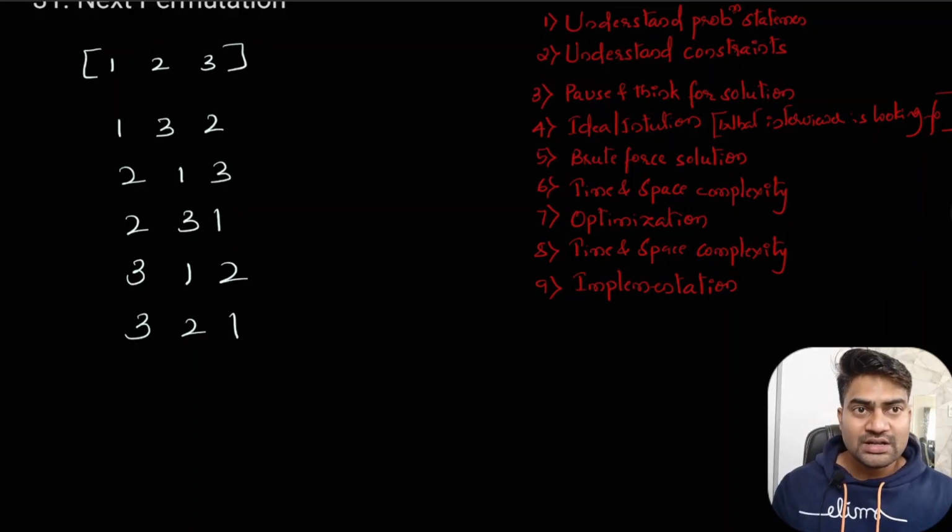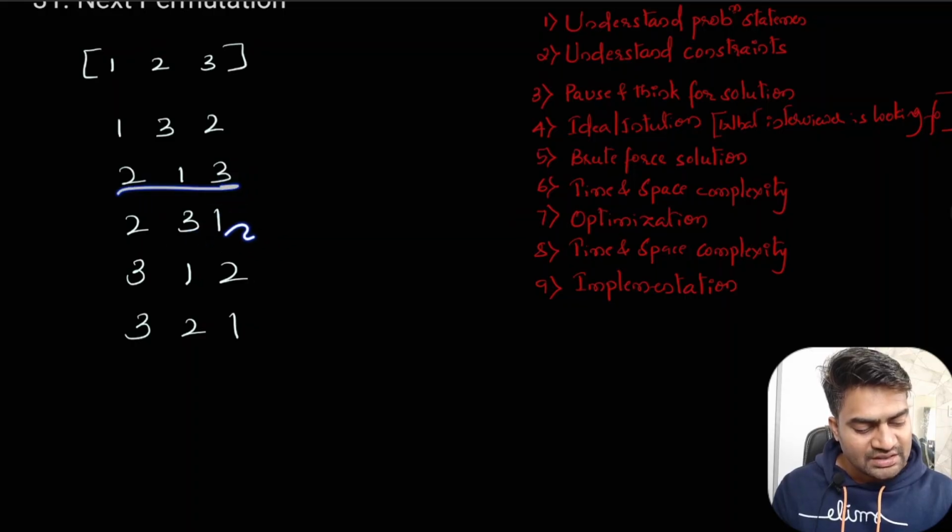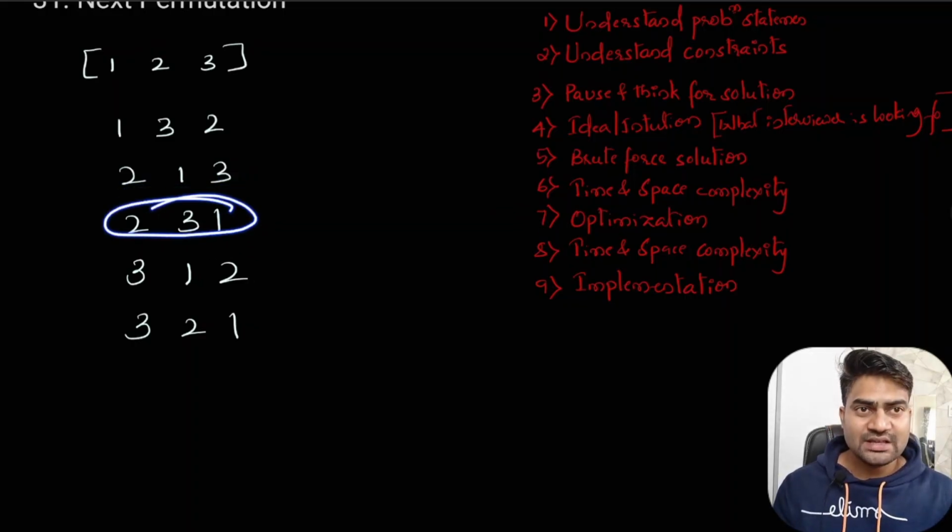Now what this problem states is, they will give any one combination. Maybe they will give 2, 1, 3, then they will ask for the next possible permutation. So if they give 2, 1, 3, then 2, 3, 1 will be the next permutation.